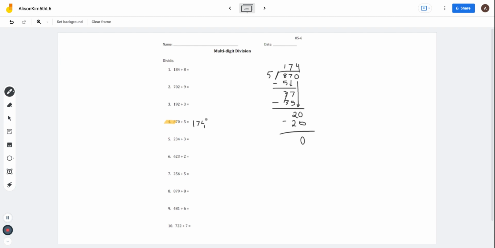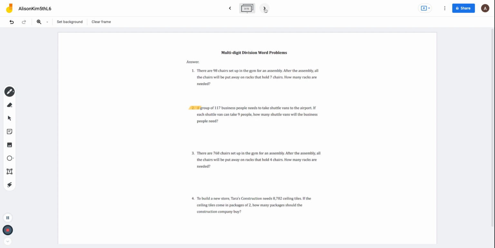So when you're dividing with multi-digit numbers, just make sure that all your numbers are aligned, same as when you multiply. Now we're going to do the same thing, but in terms of word problems.